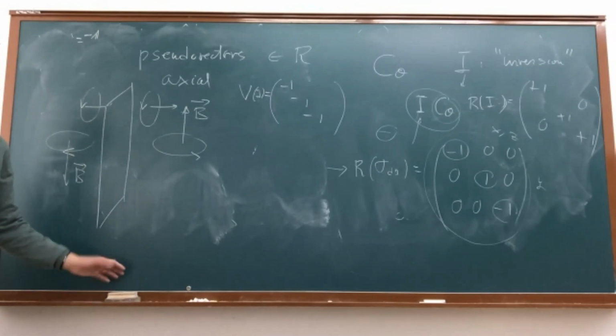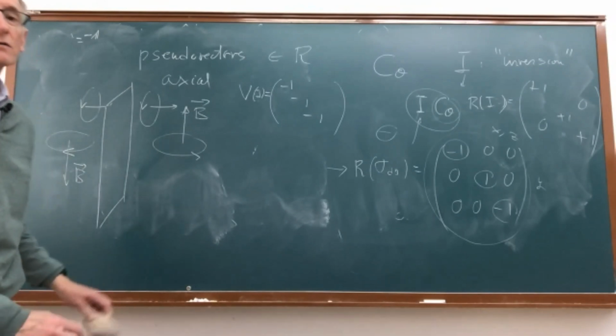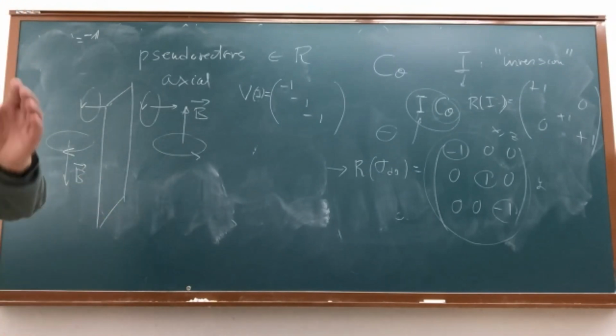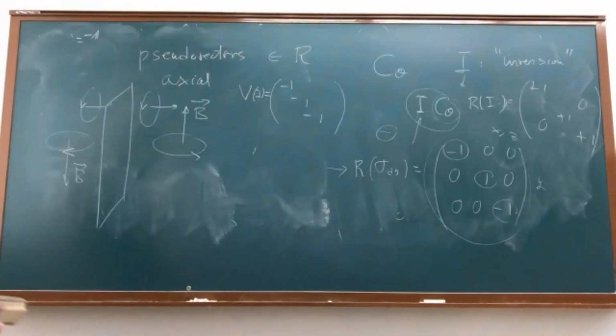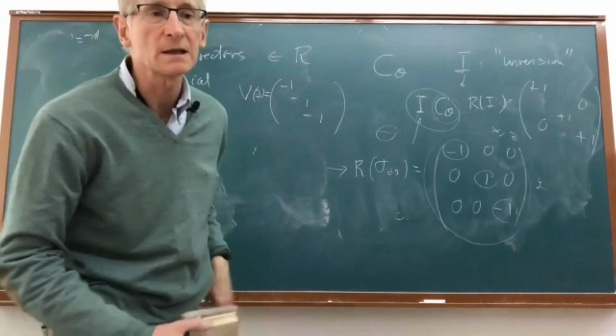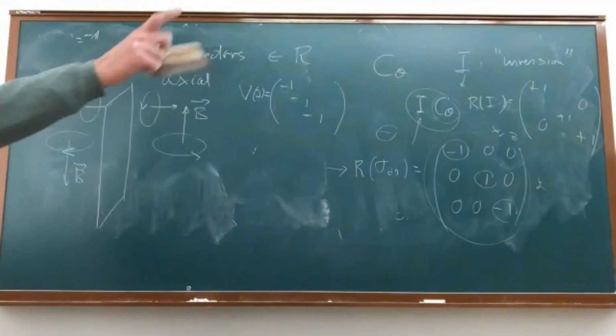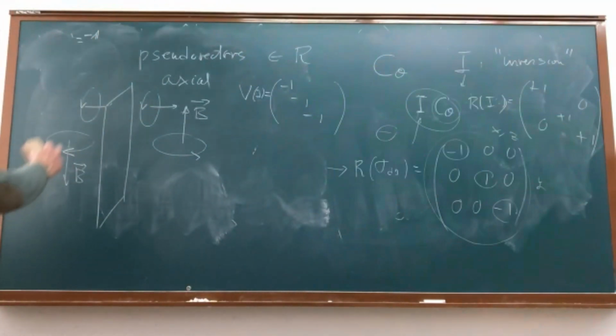Okay. So I hope this answers your question. So it's very simple. Just for improper operations, relative minus sign, and that's it. If you look at the general formulas that I gave you last time, you will see that that's also the relation between the two.